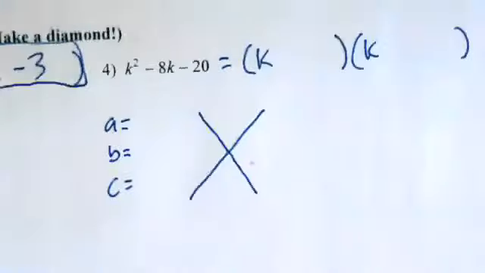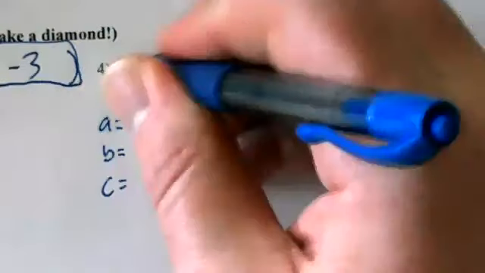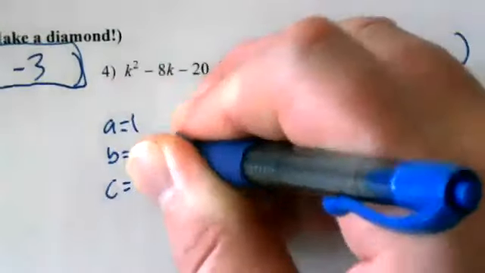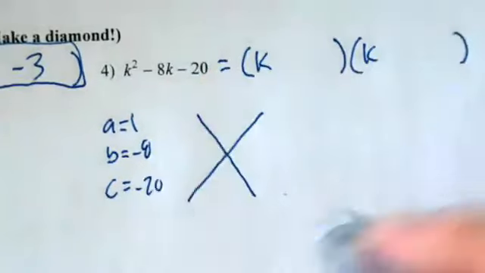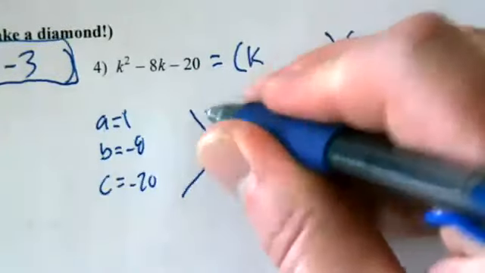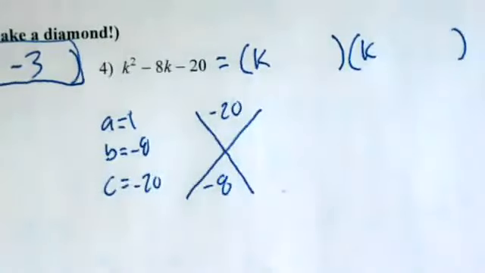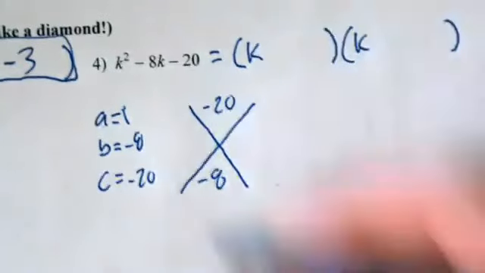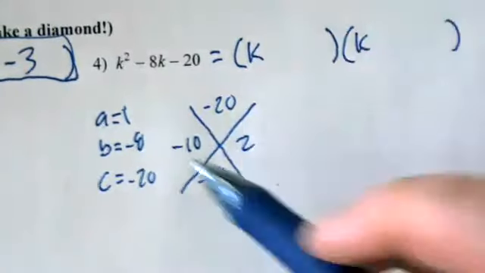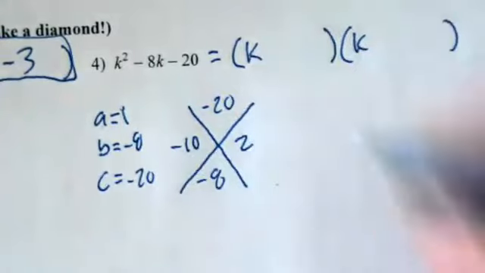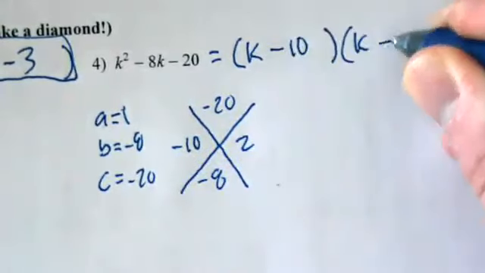All right, let me run through this one quickly. A is 1 again, B is -8, C is -20. A times C goes in the top, that's -20. B goes in the bottom, that's -8. Give me two numbers that multiply to -20, add up to -8. -10, +2. Yes, that works. So K minus 10 and K plus 2.